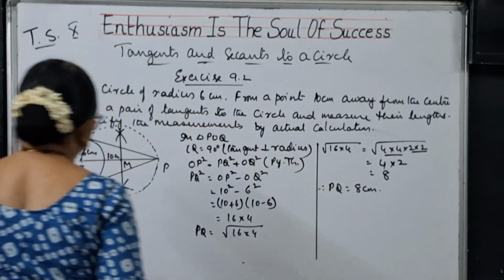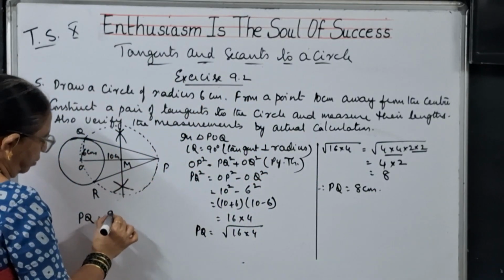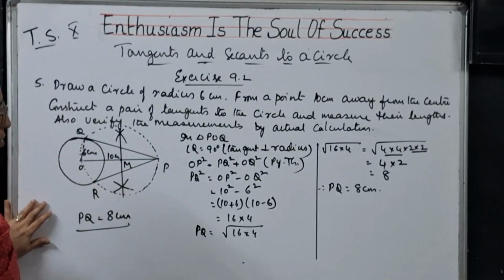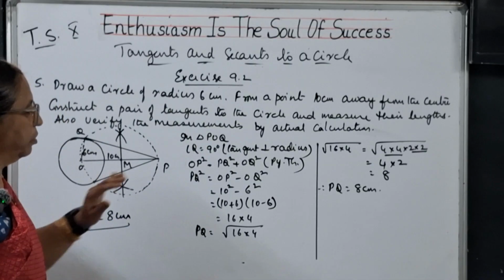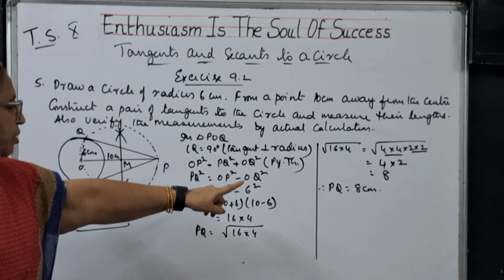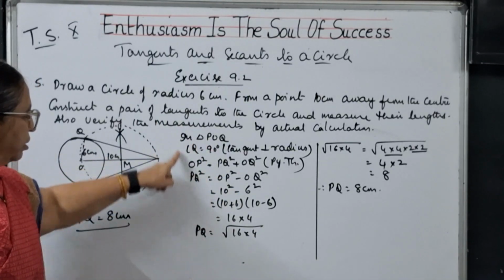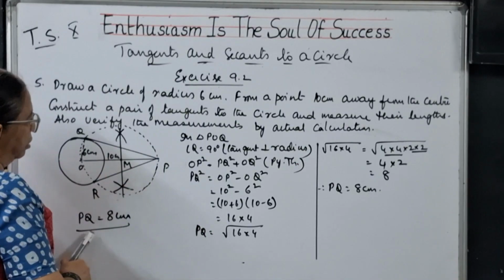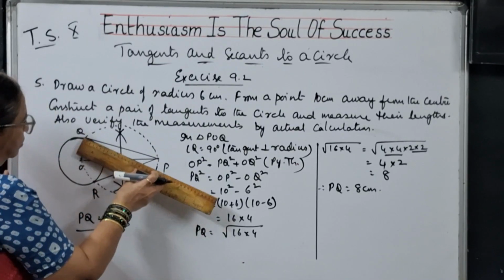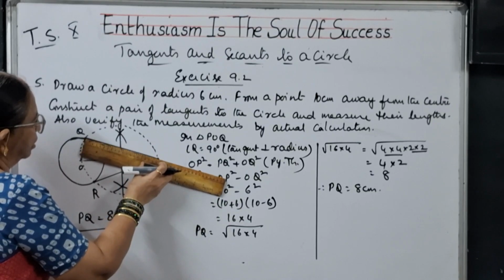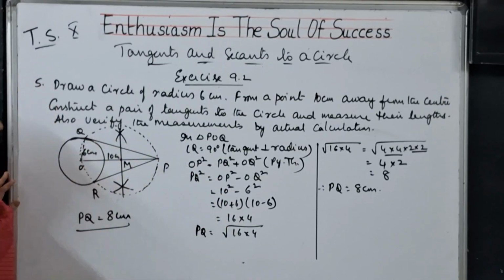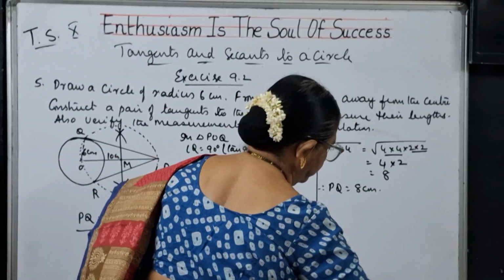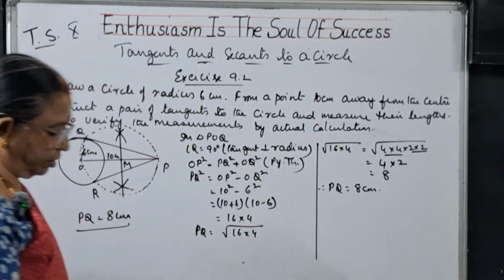So actually, when you measure it by scale, you will be getting its value as 8 centimeters only, children. So the measure of PQ is 8 centimeters, calculated by using actual calculation, and also you have measured the length by using the scale. If you keep the scale like this, you will be getting the measure, and that measure is also 8 centimeters. So this is the solution for this problem, children. Please note it down.